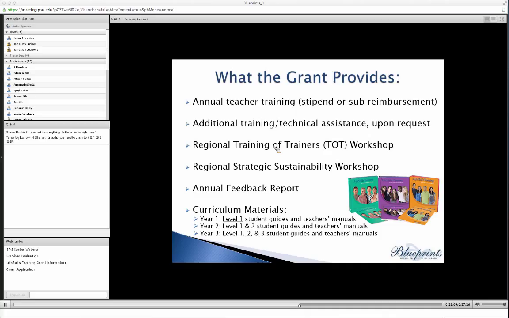And then probably most importantly on the bottom, you'll see that we provide curriculum materials for this. In year 1, we provide all of the level 1 student guides and teacher's manuals. Those are the green materials on the left of that image. In year 2, we provide materials for levels 1 and 2. And then in year 3, materials for all 3 levels.